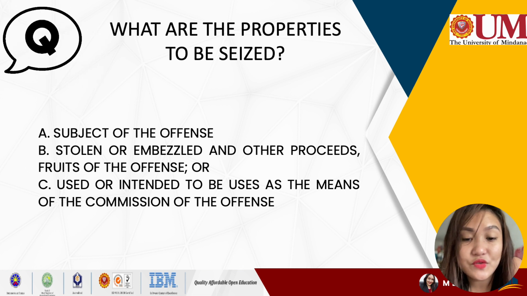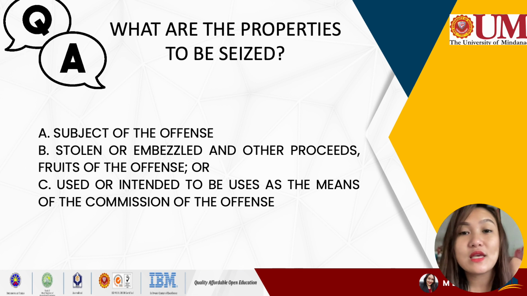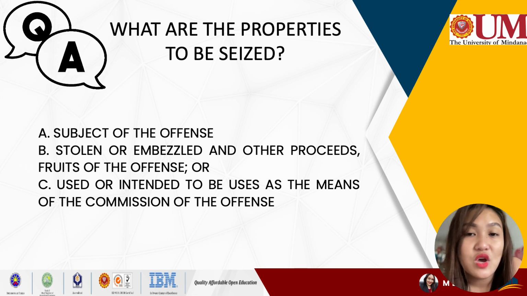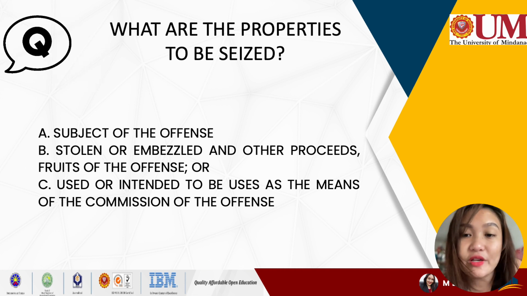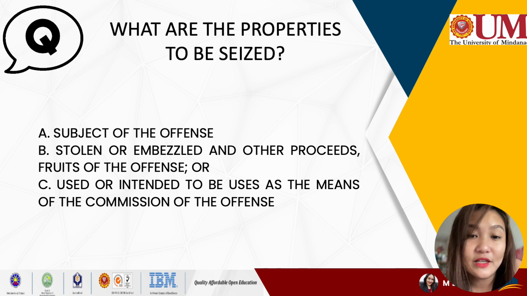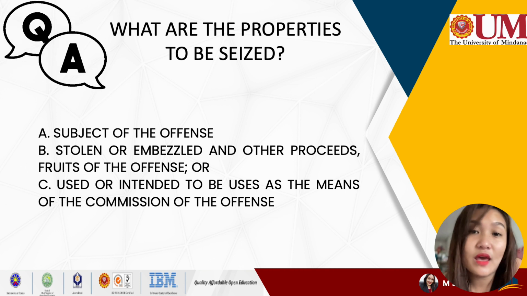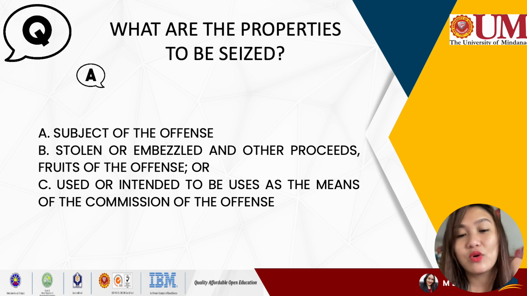And the third property that can be seized is property used or intended to be used as the means of the commission of the offense. So this pertains to property that is employed or intended to be used in the commission of the offense. It could include tools, instruments, or objects utilized to carry out a criminal act. An example of this would be a getaway vehicle, or tools used in a robbery case.